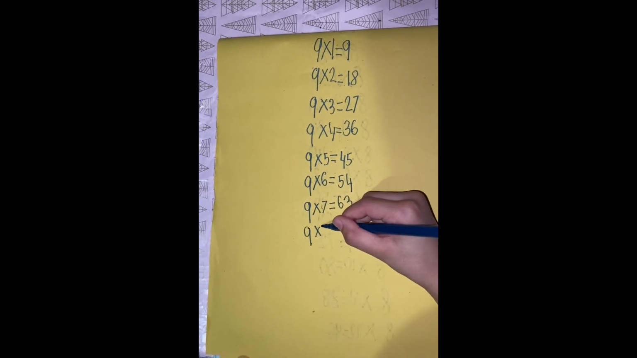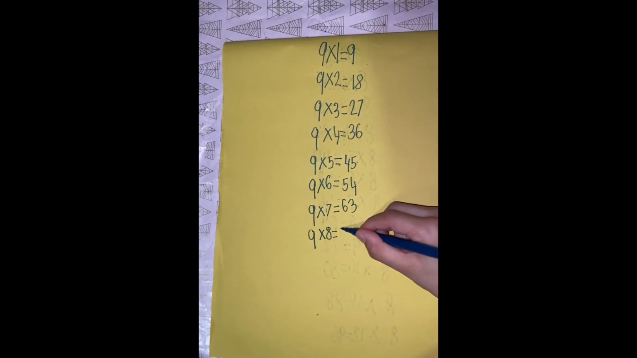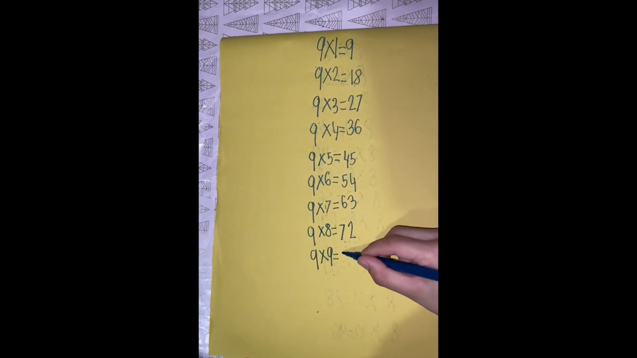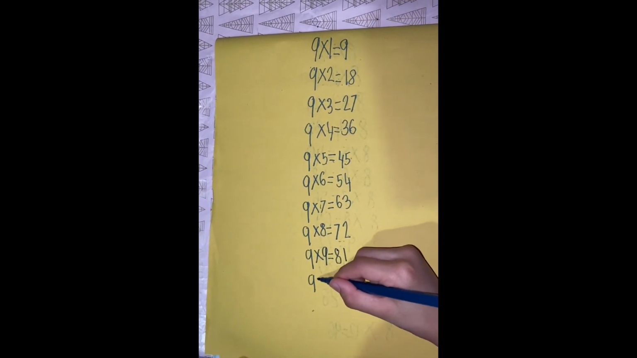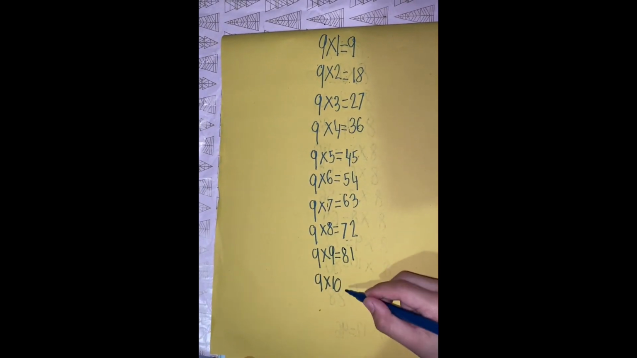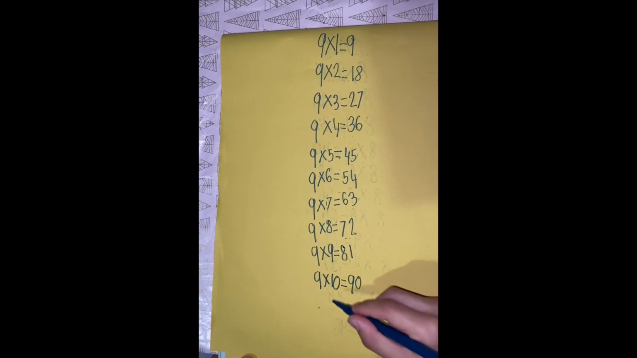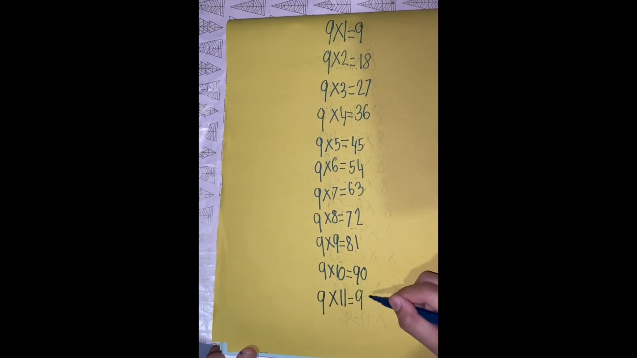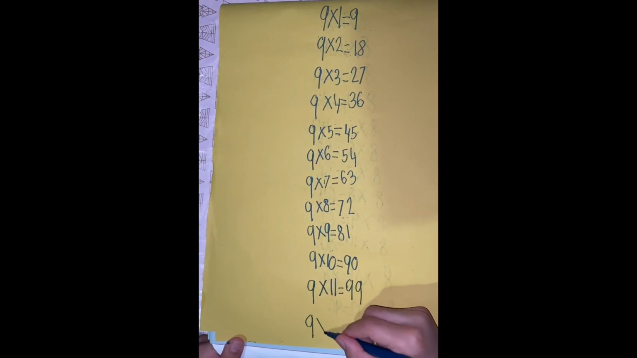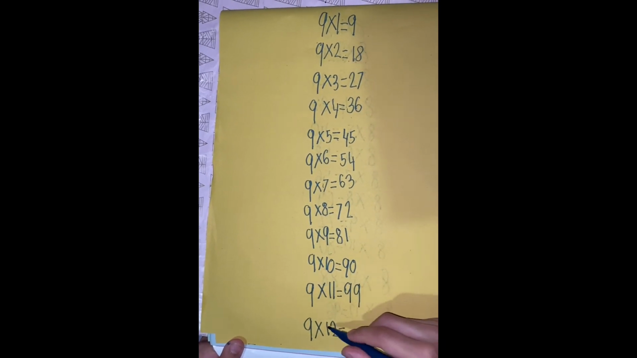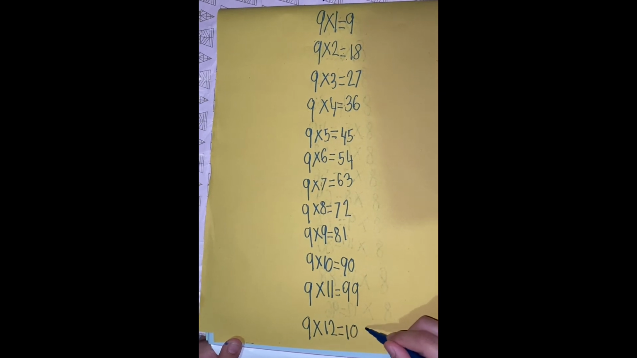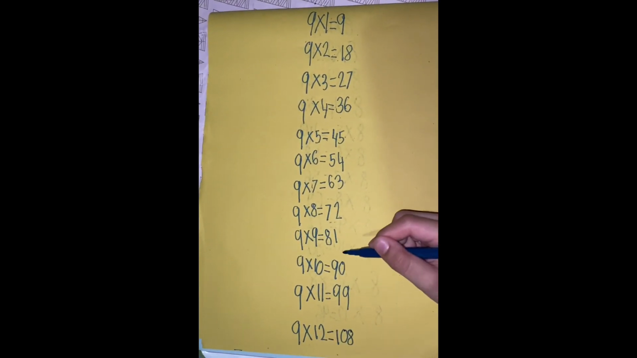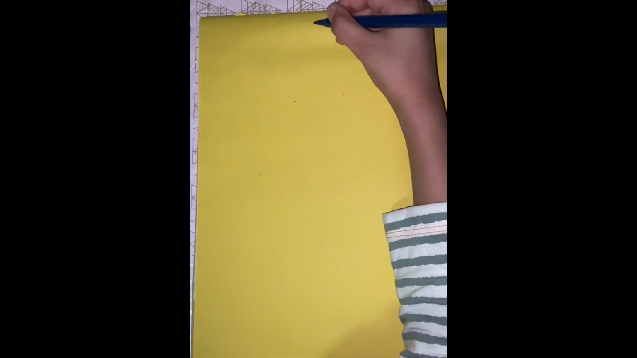9 times 8 equals 72. 9 times 9 equals 81. 9 times 10 equals 90. 9 times 11 equals 99. And 9 times 12 equals 108. So the 9 timetables was easy also. So now let's do the 10 timetables, which is also going to be easy.